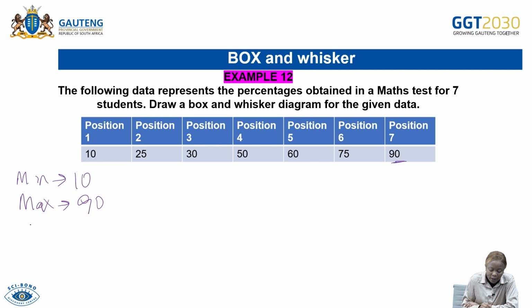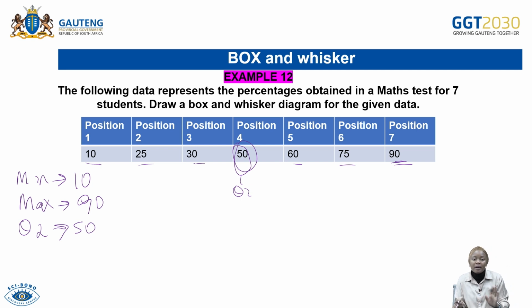And then you have Q1. Let's start with Q2. Your Q2, okay, let's see. I have 1, 1, I have 2, 2, I have 3, 3. So it means my Q2 is going to be in position 4. So your Q2 is given as 50. Remember, you can still use the method of finding the position and then going to your data set to look for your quartiles or your Q2.